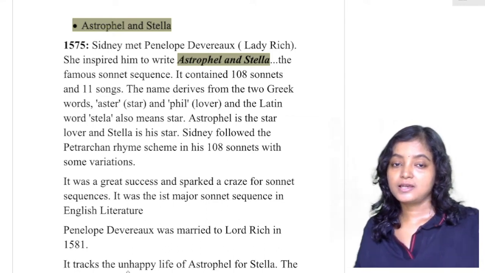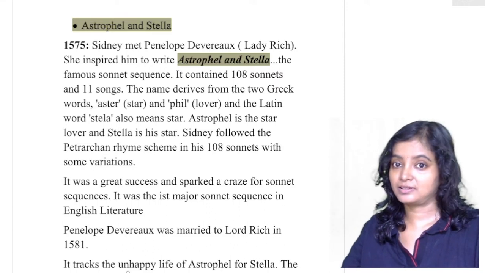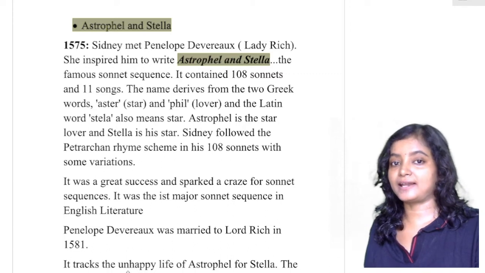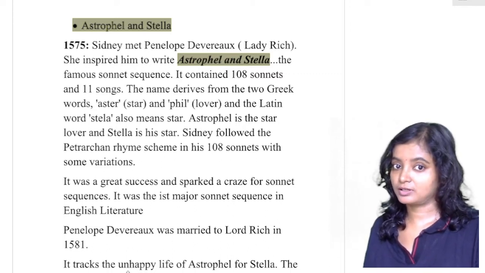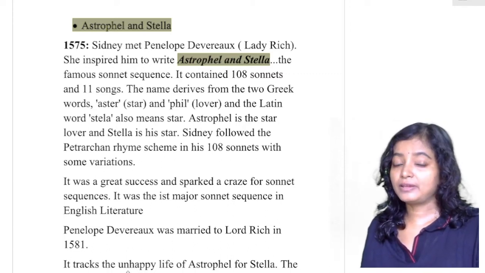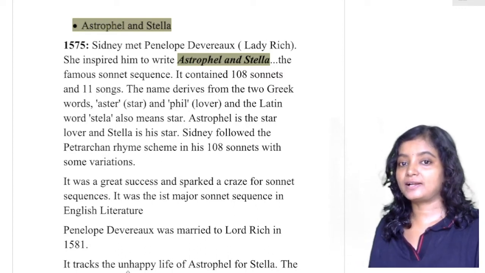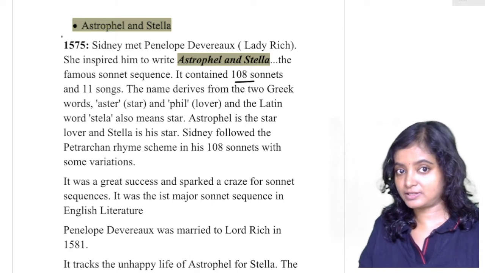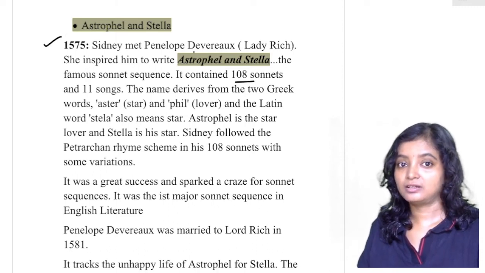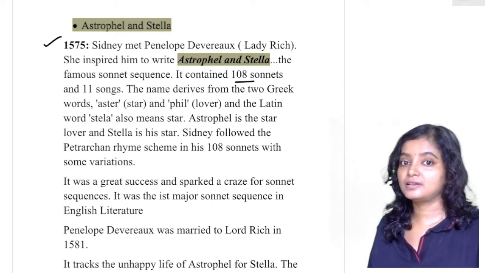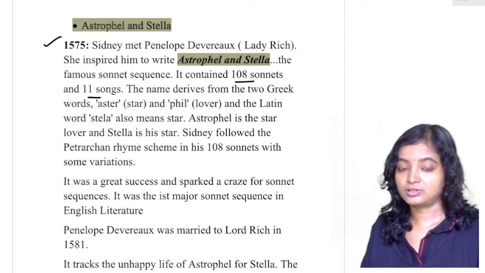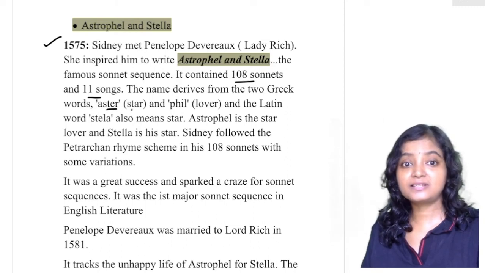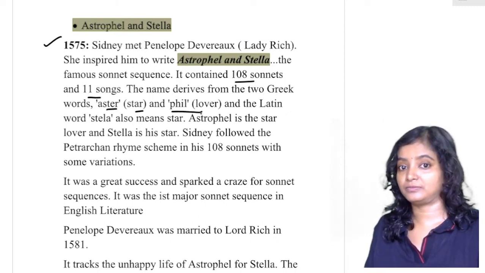1575. Sidney met Penelope Devereux, who is little known as Lady Rich. She inspired him to write Astrophel and Stella, the famous sonnet sequence. It contains 108 sonnets. You will find that these are all information based: when, the date, for whom, how many, and there are 11 songs. The name derives from the two Greek words aster, that means star, and phil means lover.